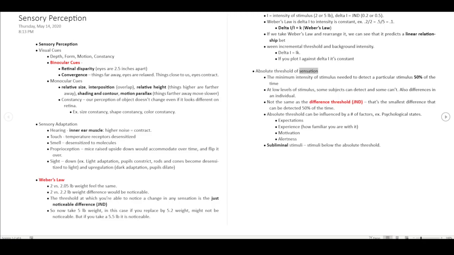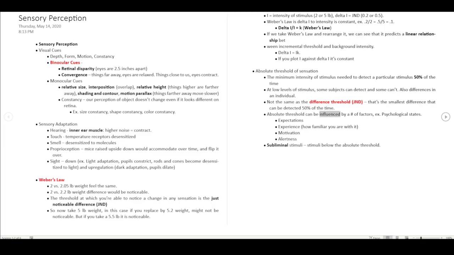Absolute threshold of sensation: the minimum intensity of stimulus needed to detect a particular stimulus 50% of the time. At low levels of stimulus, some subjects can detect and some can't. Also differences in an individual. Not the same as the difference threshold, JND, that's the smallest difference that can be detected 50% of the time.